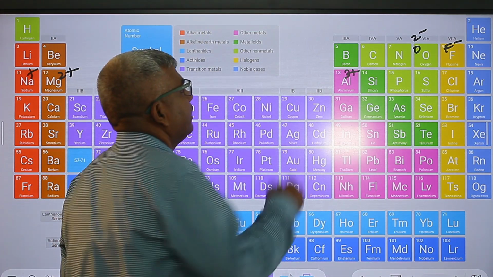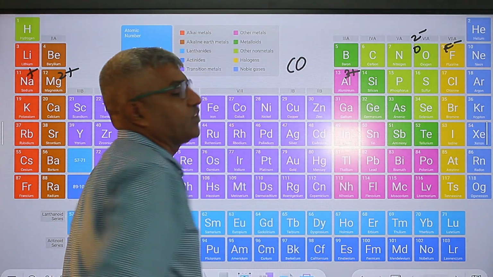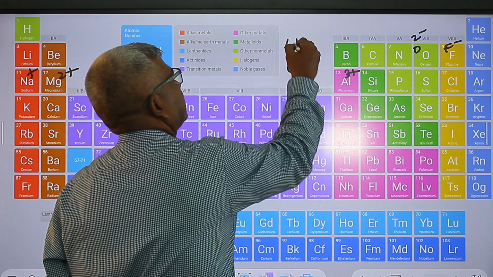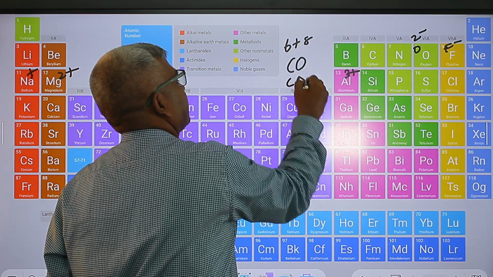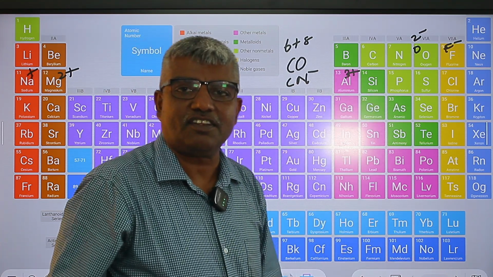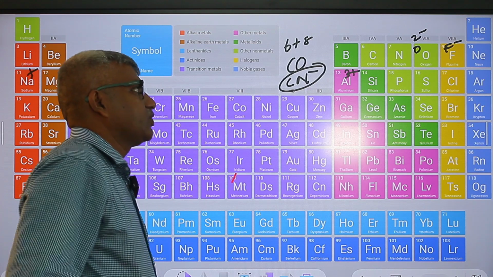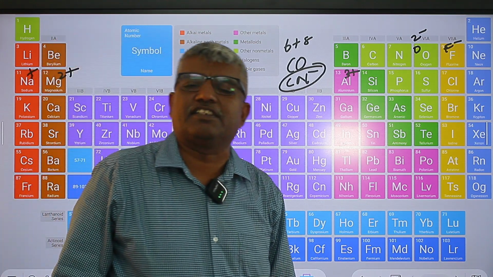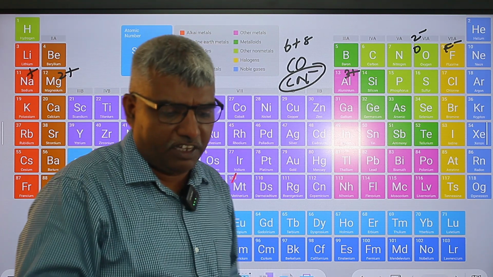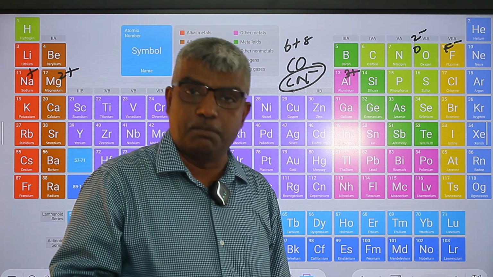Like this you can answer many questions. For example, CO is isoelectronic with carbon monoxide: 6 plus 8. CN minus is what? 6 plus 7 plus 1. So CN minus is isoelectronic with carbon monoxide. You can answer numerous questions. We are going to see one by one how to memorize. I will give simple techniques.